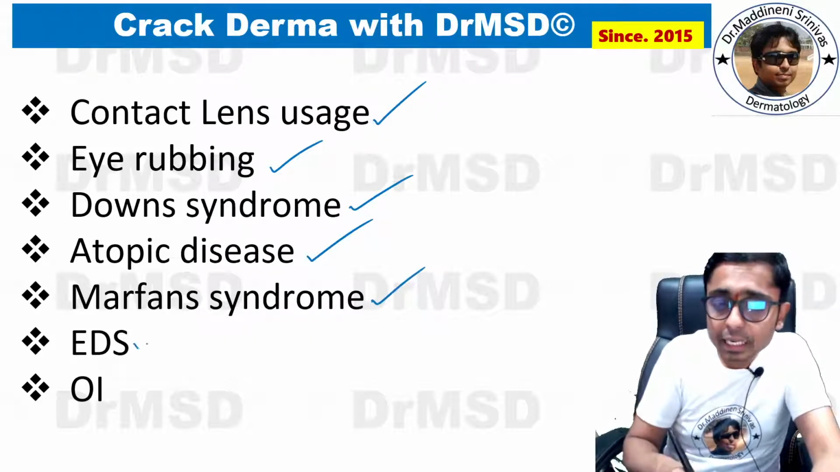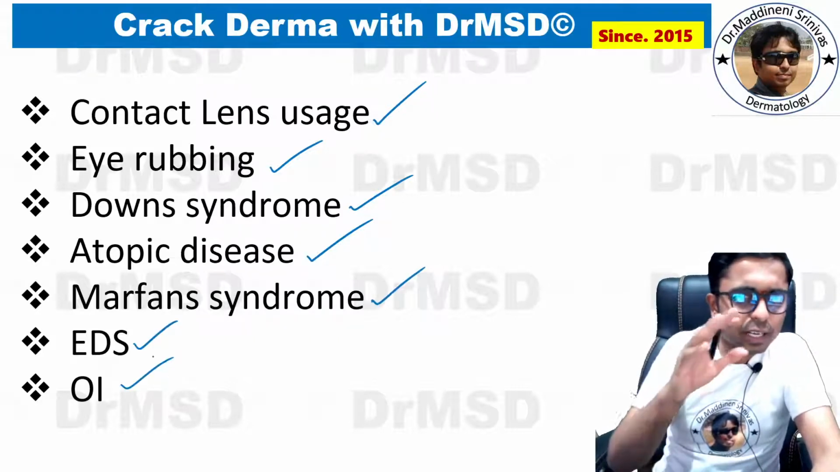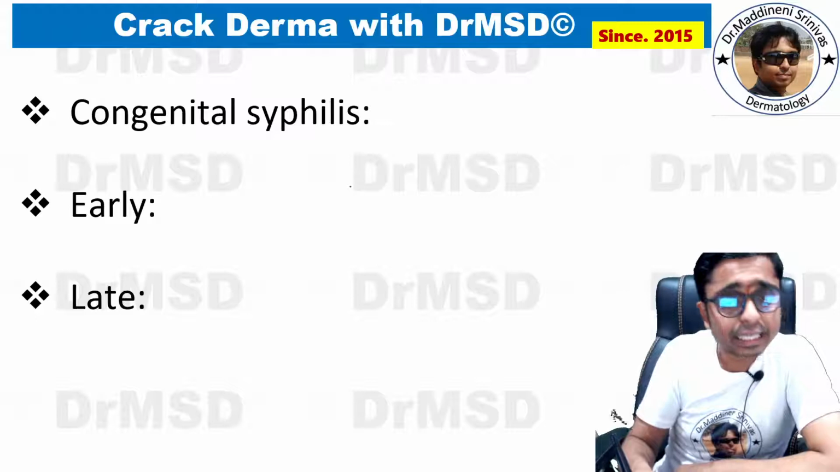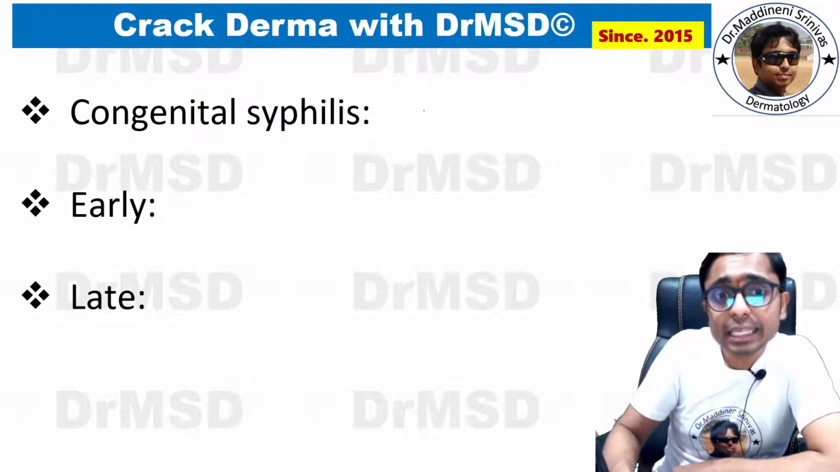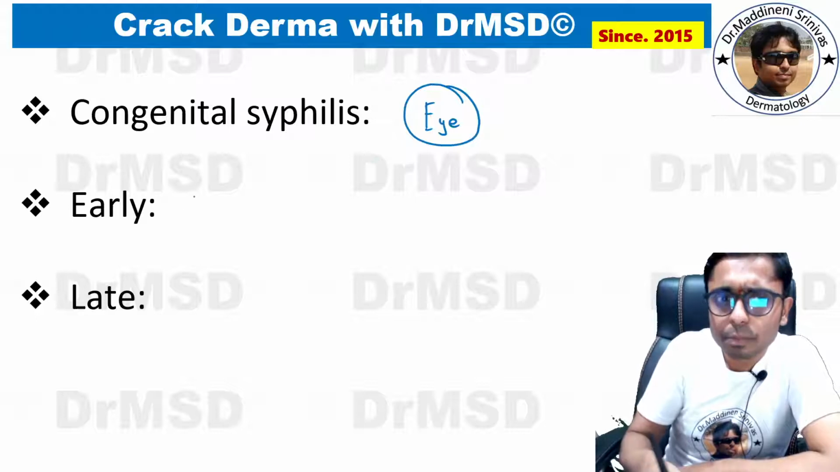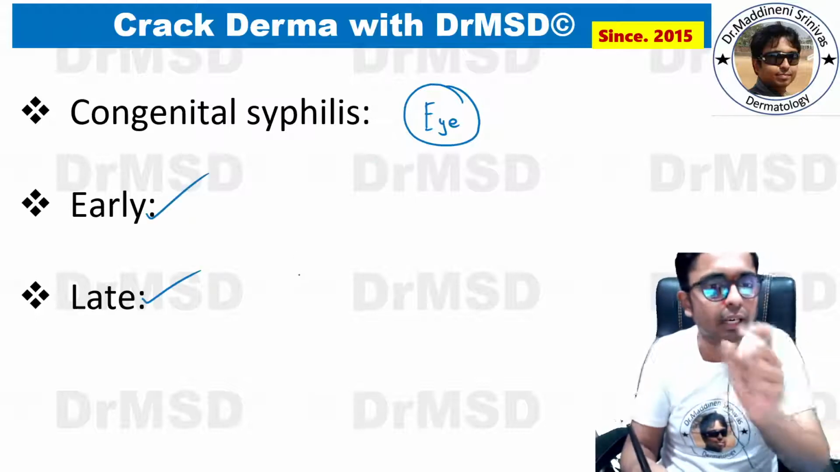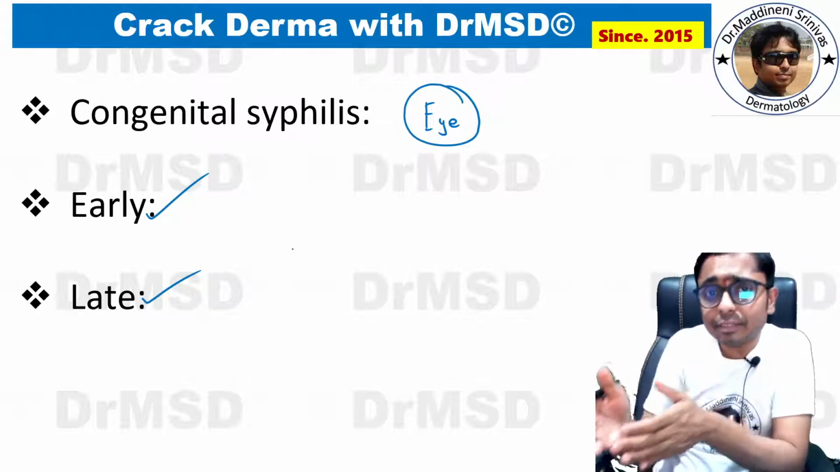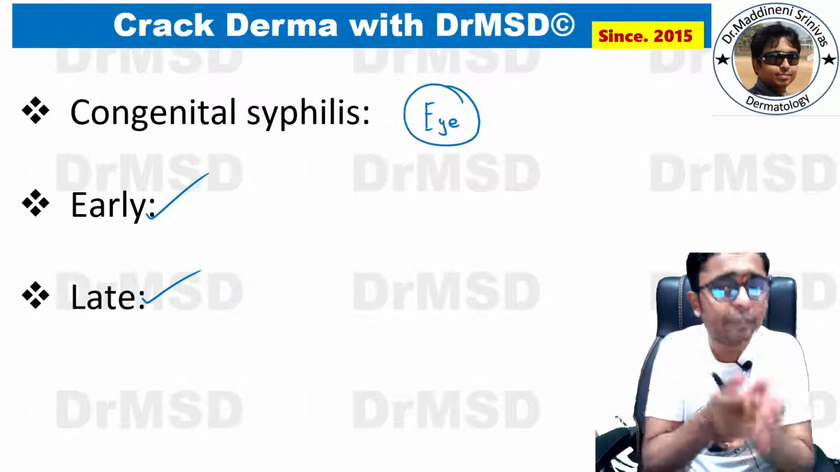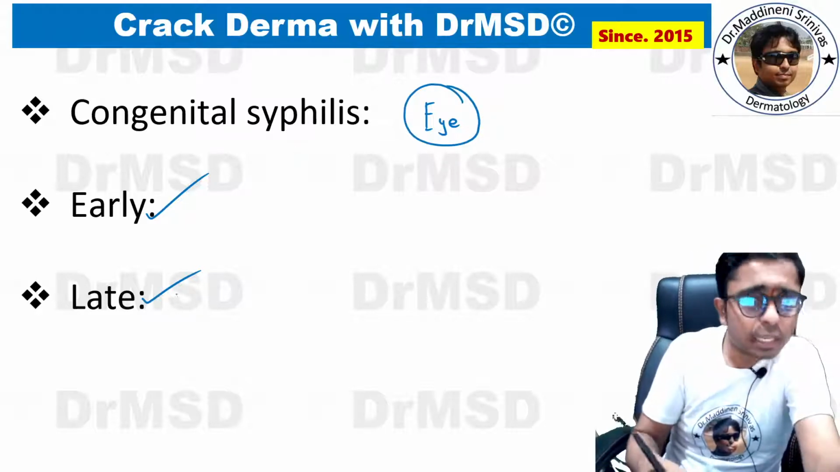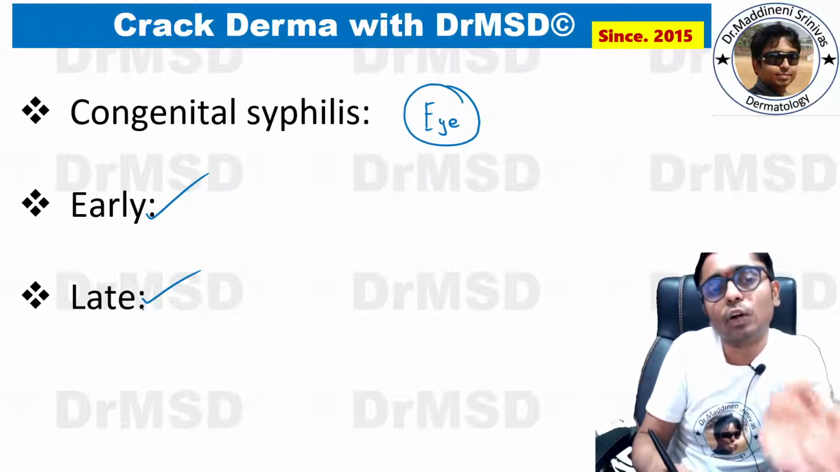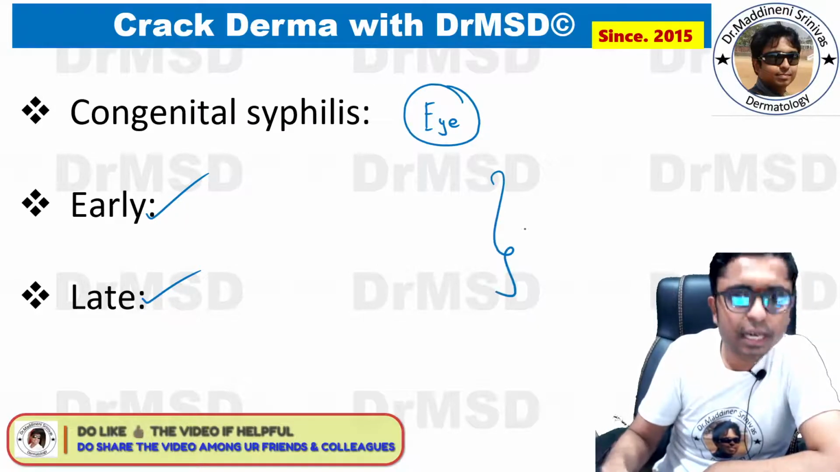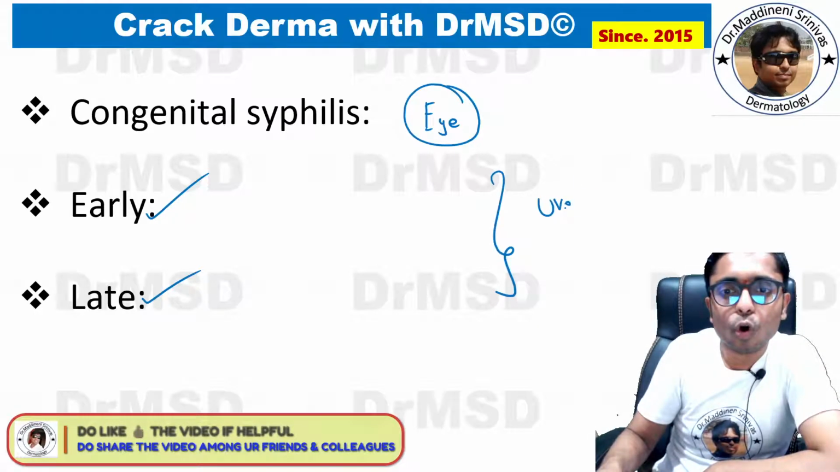Marfan syndrome, Ehlers-Danlos syndrome, and osteogenesis imperfecta. So in all these conditions we can see keratoconus. So you might be wondering what congenital syphilis and its eye features are. You must remember that two kinds of congenital syphilis manifestations can be noted. If the changes are seen within 2 years of childbirth, then we call them early changes, and those which are seen after 2 years are called late features. In both the early as well as the late features, two things are common, that is uveitis and glaucoma.